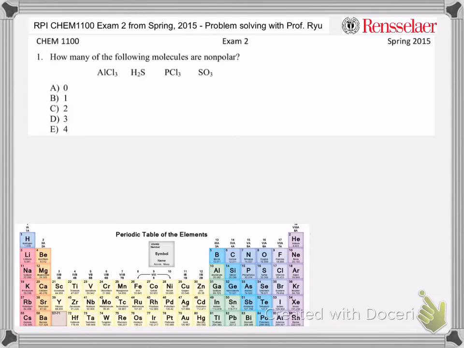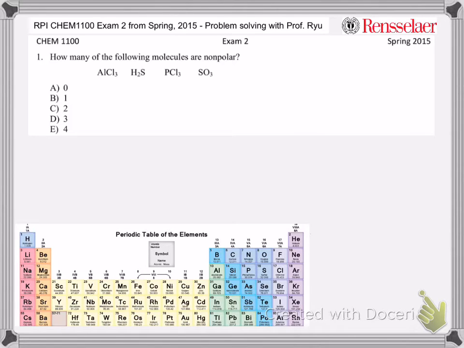Okay, so the question is how many of the following molecules are nonpolar? The question about polarity of a molecule has something to do with the shape or geometry of the molecule. You have to essentially draw the Lewis structures of the following compounds to figure out their shapes and then figure out the polarity of the molecule.